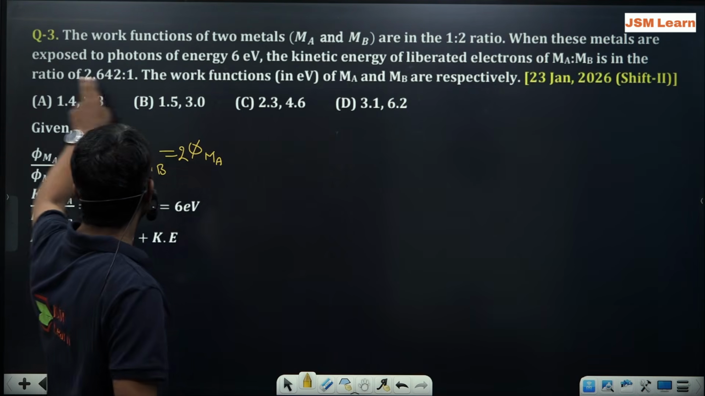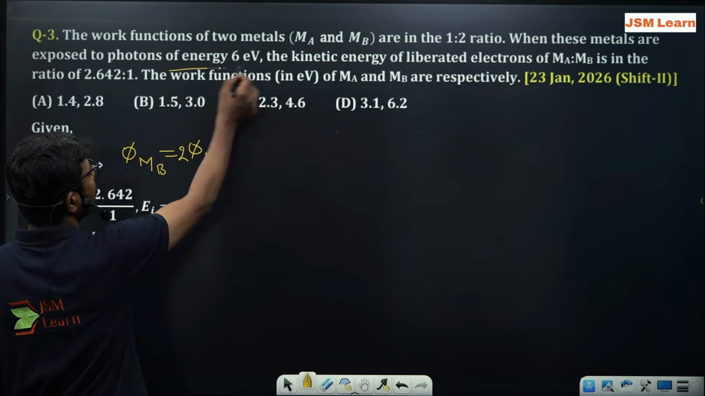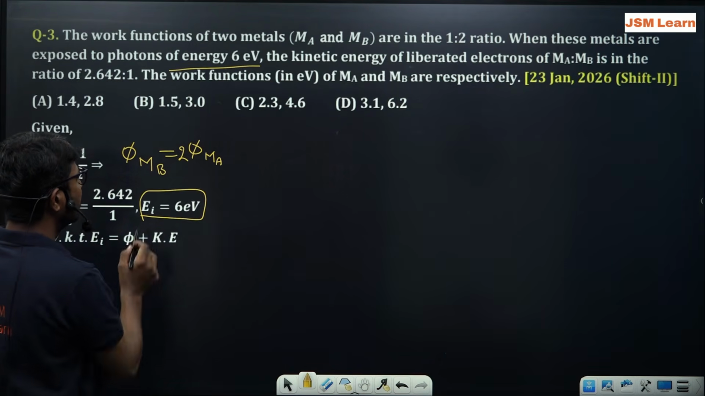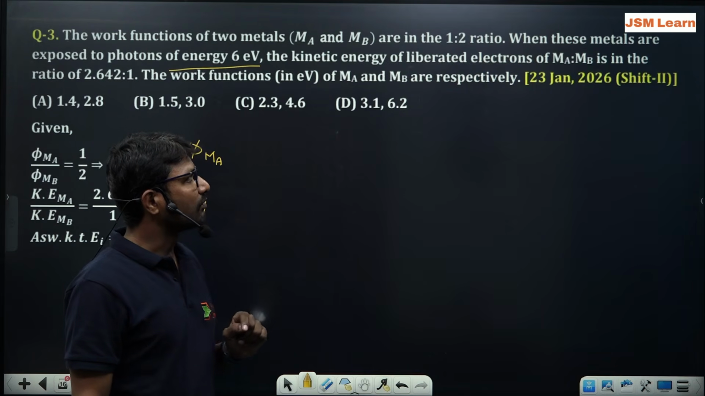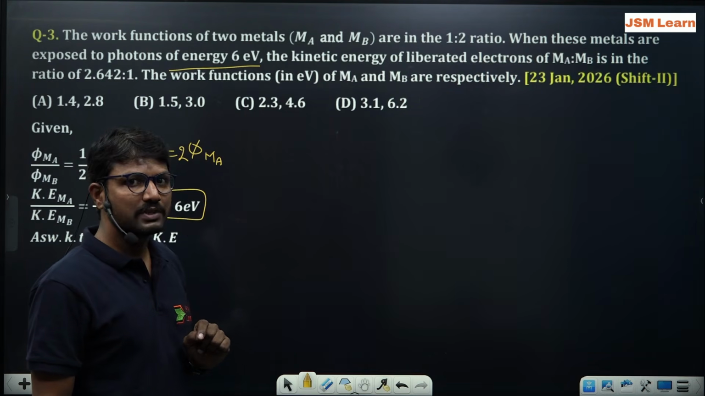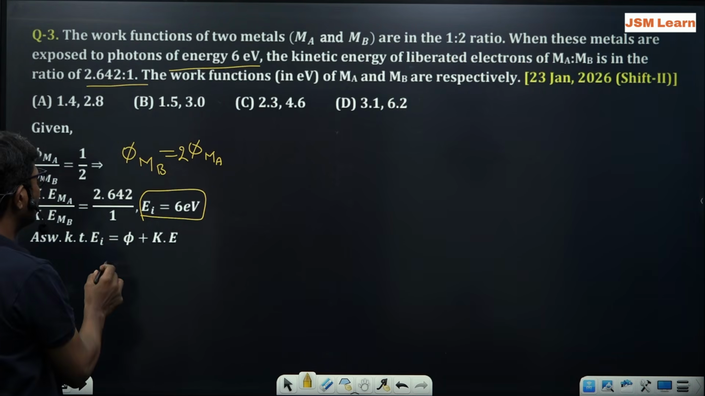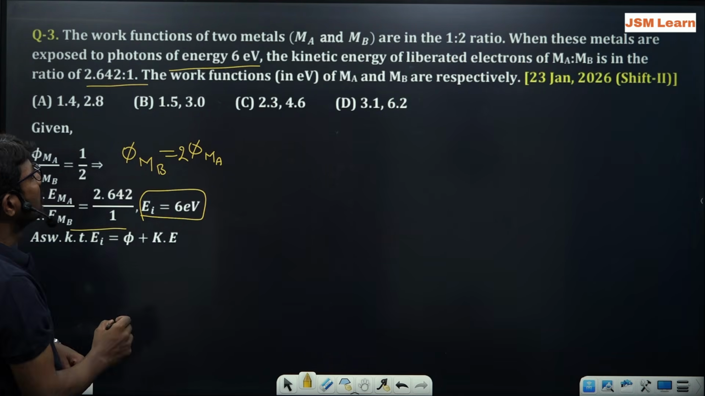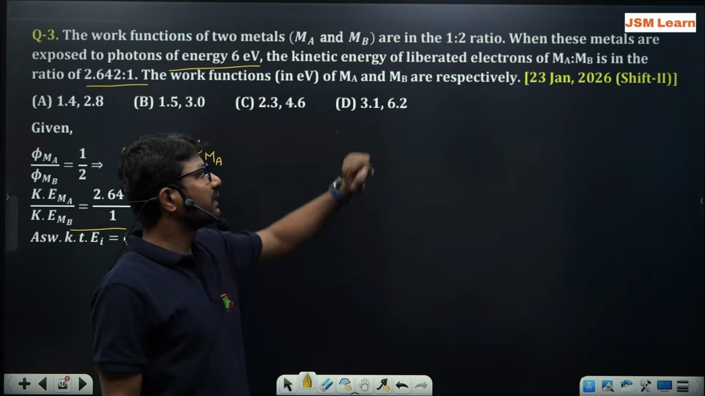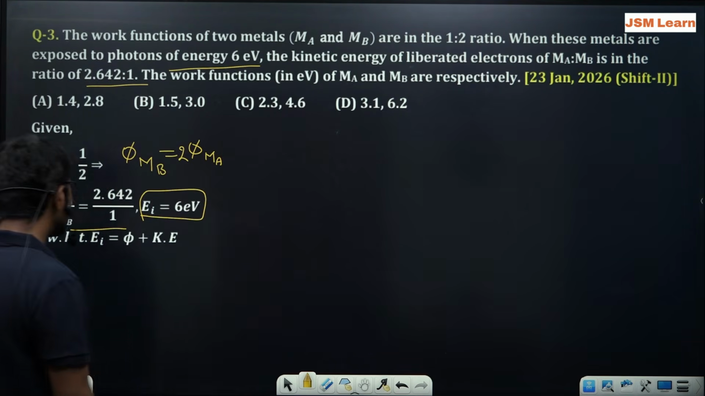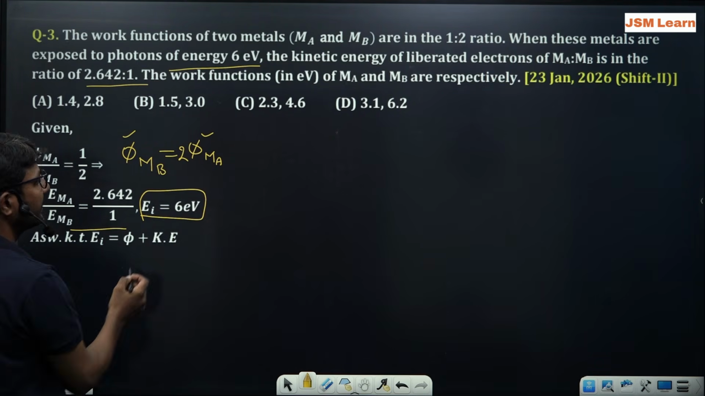Next, the kinetic energies ratio, when these metals are exposed to photons of energy, they have provided 6 electron volts. The kinetic energy of liberated electrons of Ma is to Mb. So that means both the metals' kinetic energy ratio they have provided as 2.642 upon 1. So this one is written here. They are asking for the work functions of metal A and metal B respectively, to identify the work functions of metal A and metal B.